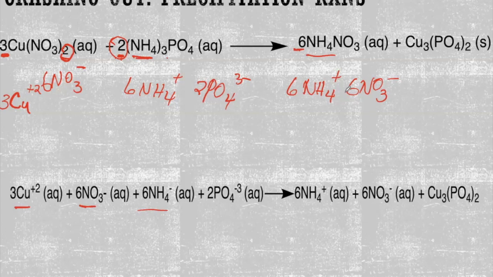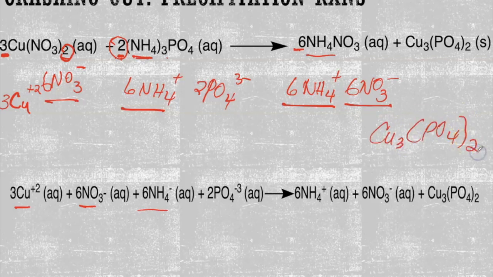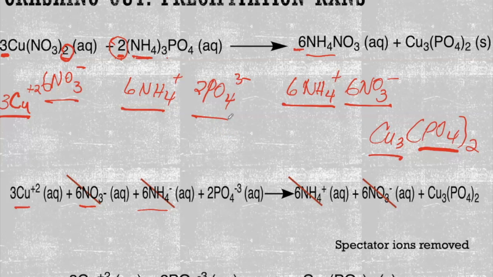So here, if you take a look, we have 6 ammonium ion, 6 ammonium ion, 6 nitrate ion, 6 nitrate ion. And then finally, we're left with just the copper phosphate. And if we take a look, those atoms also balance themselves. 3 copper atoms, 3 copper atoms. 2 phosphate molecules, 2 phosphate molecules. Okay. So let's eliminate now our spectator ions. We get rid of nitrate on both sides. We get rid of ammonium on both sides. And we're left with copper 2 ions and phosphate ions to give us copper phosphate solid.